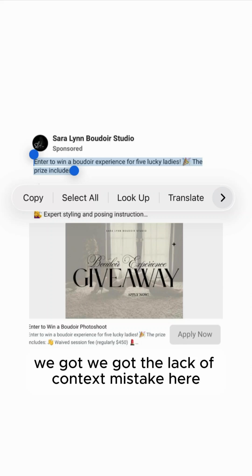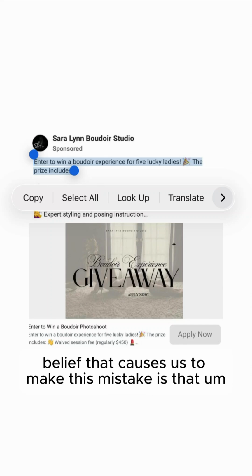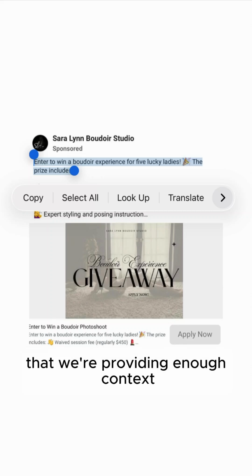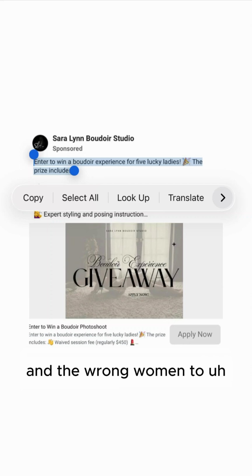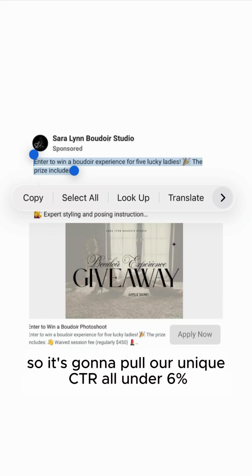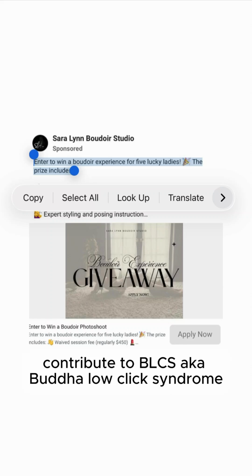All right, so we got the lack of context mistake here, so we're missing context. The false belief that caused us to make this mistake is that we actually believe that we're providing enough context for the right women to click in and the wrong women to scroll on by. But actually, we're going to get more of the wrong women scrolling on by and more of the right women scrolling on by. So it's going to pull our unique CTR under 6%, and it's actually going to contribute to BLCS, aka Boudoir low click syndrome.